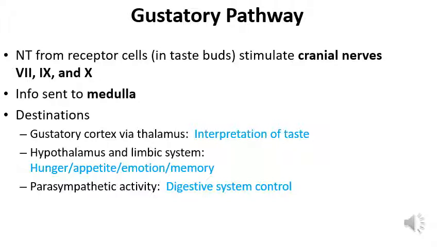The hypothalamus and the limbic system, and parasympathetic activity that's going to actually innervate the digestive system in anticipation of this food that we're eating. Now, one more thing, and that is when we start talking about olfaction, which is our sense of smell that we'll take care of in the next couple slides, you will notice that the same destinations of sensory information from our nose, the sense of smell, is going to be traveling to the same basic places.